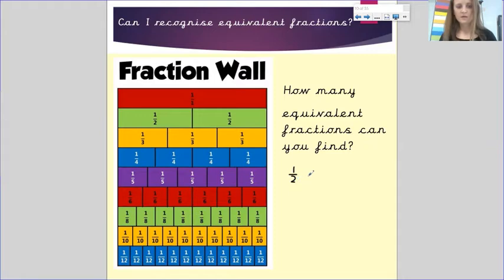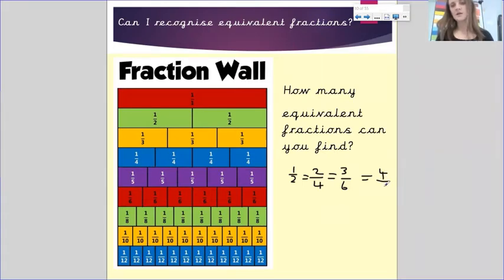1/2 is equal to, and the very first one we looked at was 2/4. So I'm going to say 2/4. And then I can just make a list of what else is equal to 2/4 or 1/2. I can also then say 3/6 is the same as 1/2. And if I look at my fraction wall again, I can say that 4/8. So 4 out of the 8 is the same as 1/2.